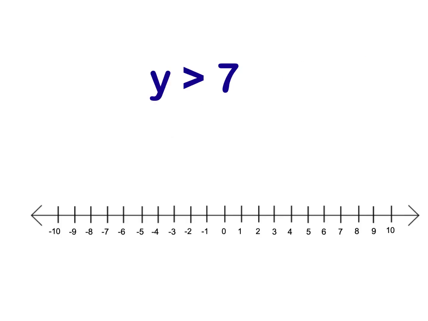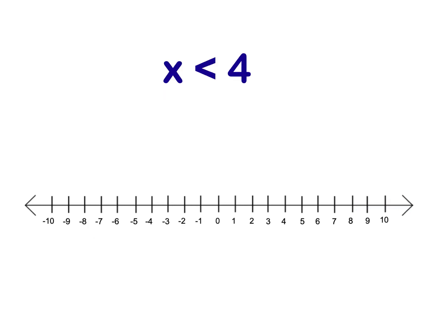Y is greater than 7. I'll pause, you fill it in. So greater than, I have an open circle on 7, and greater goes to the right. X is less than 4. Again, open circle on 4, and less than goes to the left. And I'm going to color it all the way down.